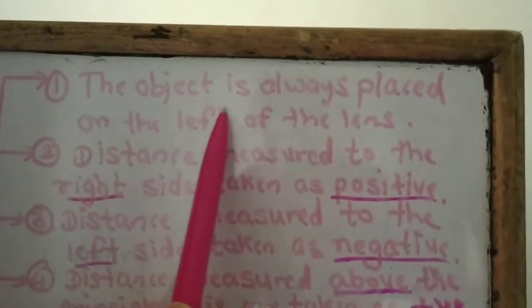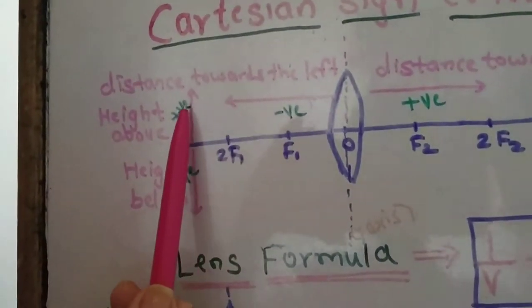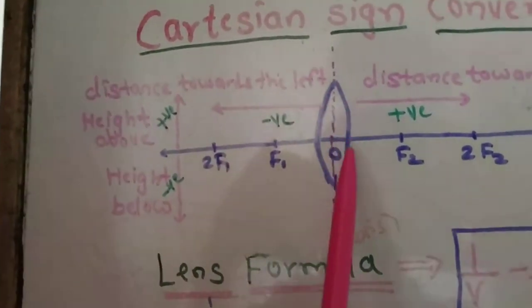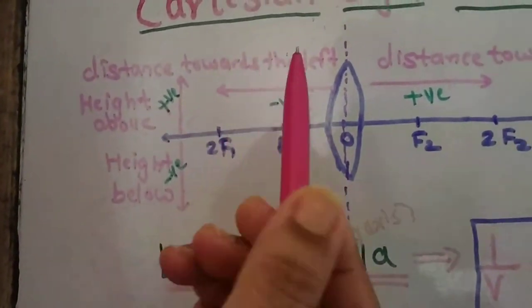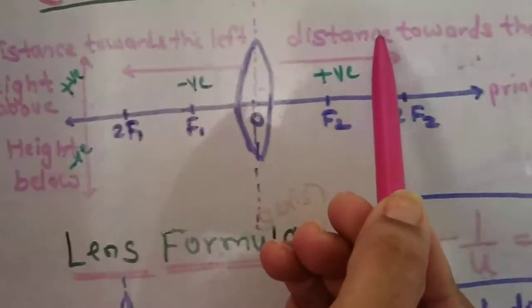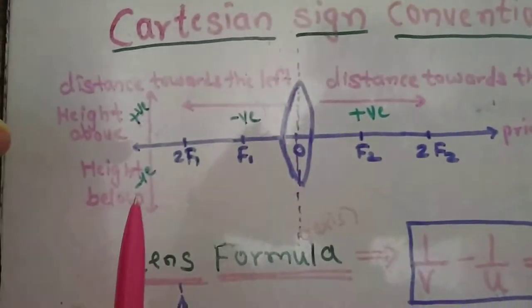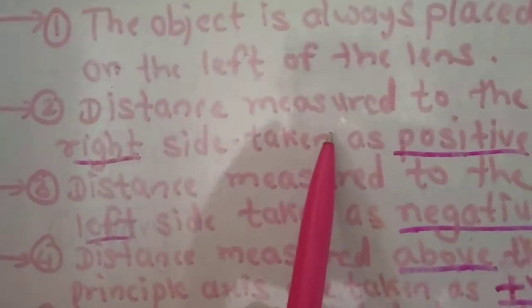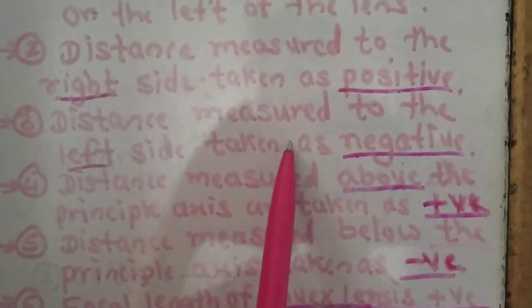First, the object is always placed on the left side of the lens. See here, the object is always placed on the left side of the lens. The distance toward the left side is taken as negative. Distance towards the right side is taken as positive. Distance measured to the right side is taken as positive, distance measured to the left side is taken as negative.